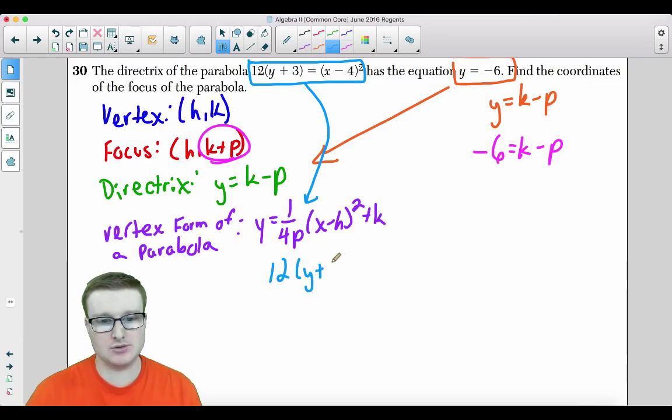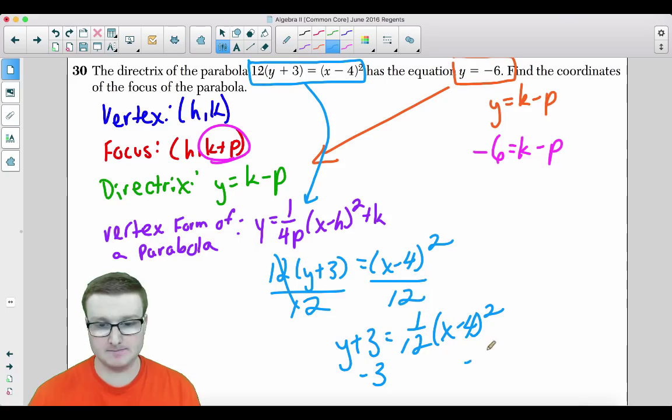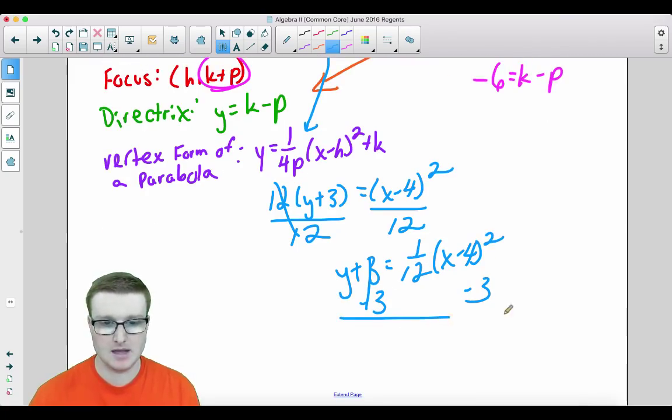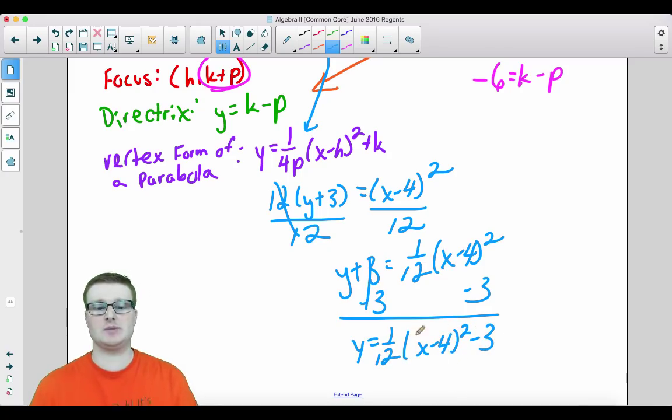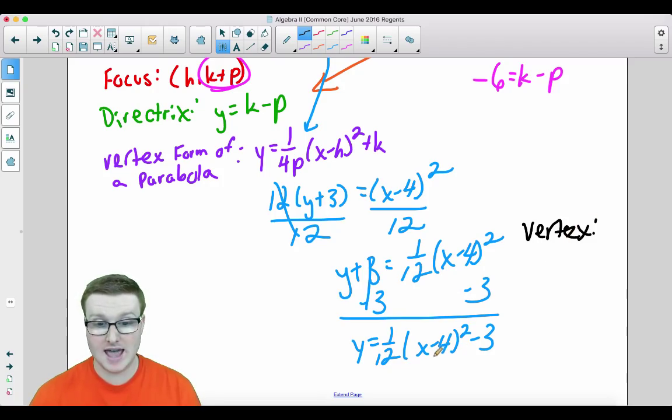If we take 12 times (y plus 3) is equal to (x minus 4) squared, now you see how complicated the part 2s are for Algebra 2. Divide by 12. So we get y plus 3 equals 1/12 times (x minus 4) squared. Now I'm just going to subtract the 3. So we get y equals 1/12 times (x minus 4) squared minus 3. This is the vertex form of the parabola. Let's find the vertex values. The vertex is h comma k. Here's the h, here's the k.